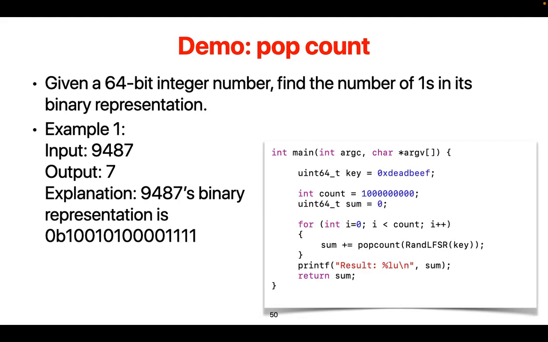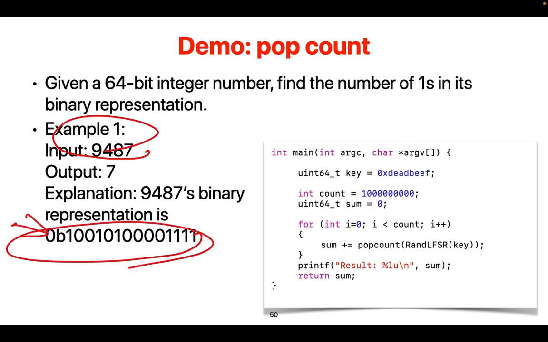So here's the format of PopCount. Say I have a 64-bit integer number, and I format the question like this. Find the number of ones in this binary representation. So for example, if you have this particular number, its binary representation is this. So there are 7 ones in the binary representation.